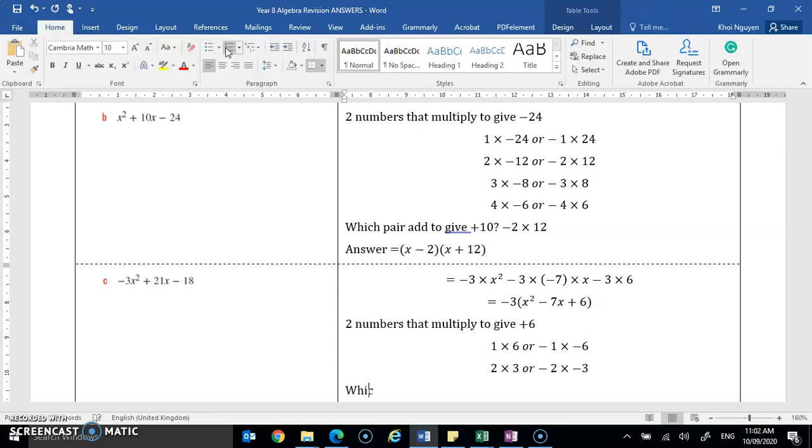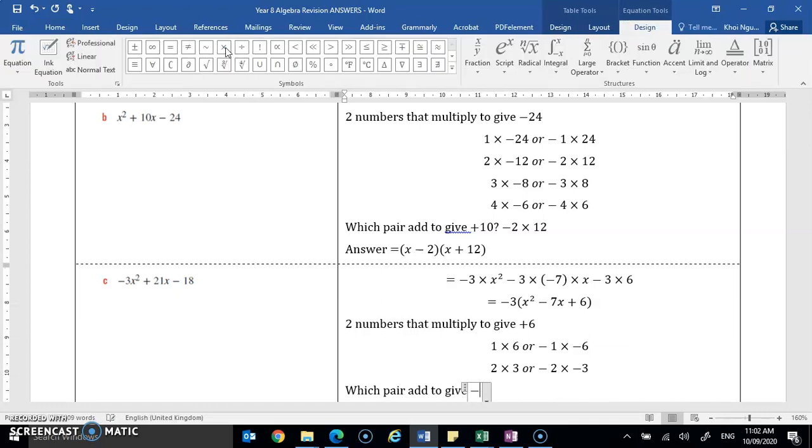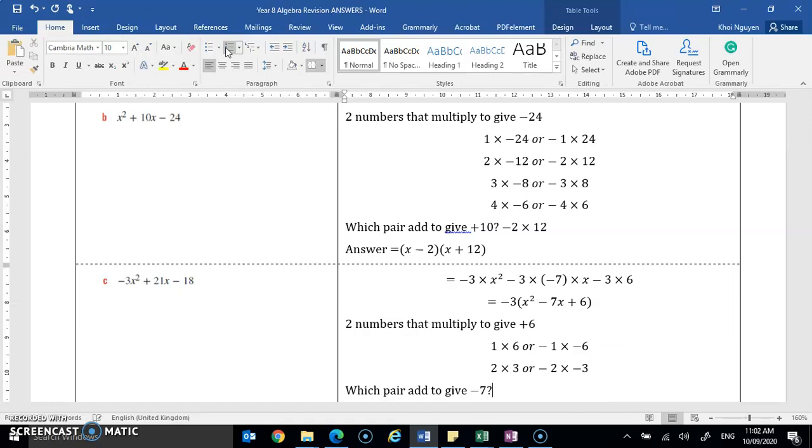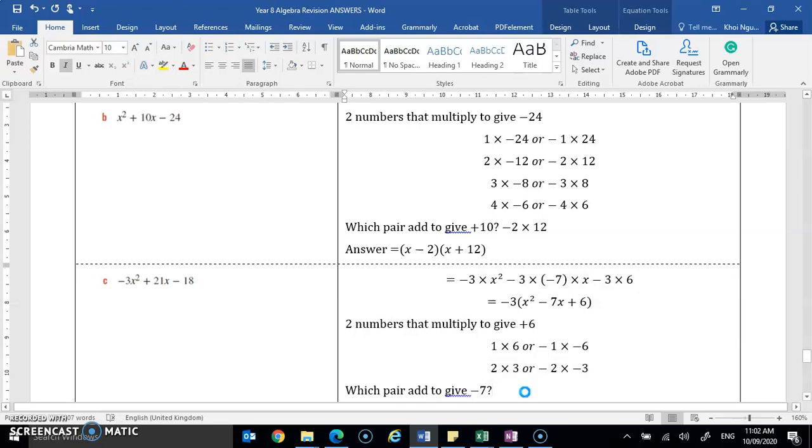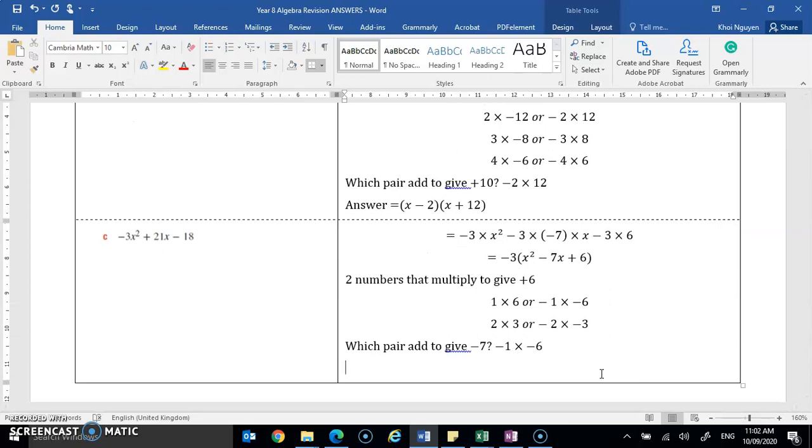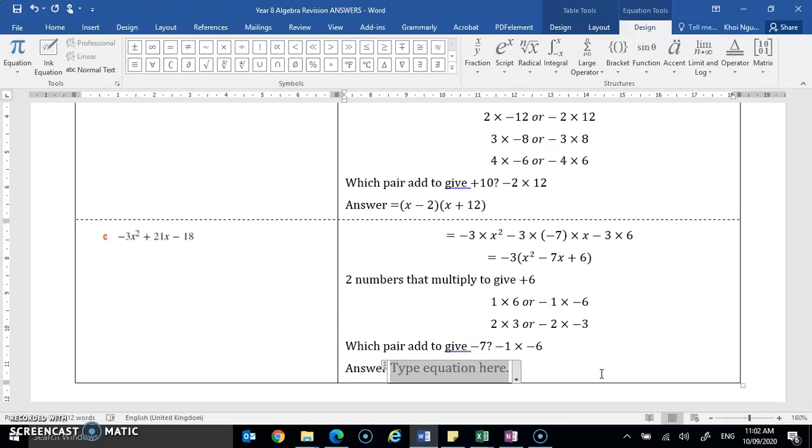Which pair add to give the middle term? In this case, that is going to be -7, and we can see that it's going to be -1 and -6. So how are we going to write our answer this time? We still need to have the -3 on the outside, and then we're going to write x minus 1 and x minus 6.